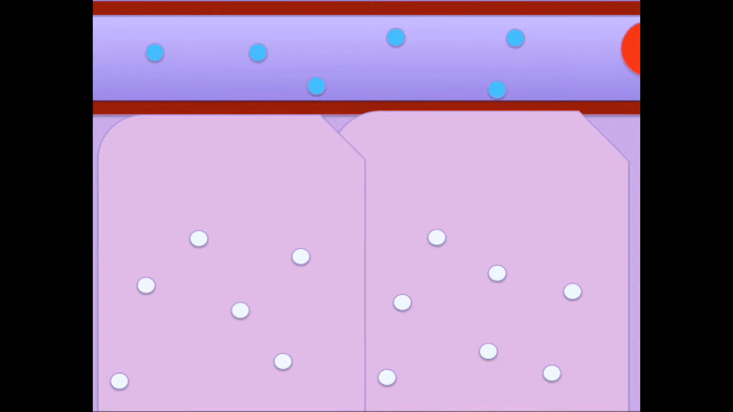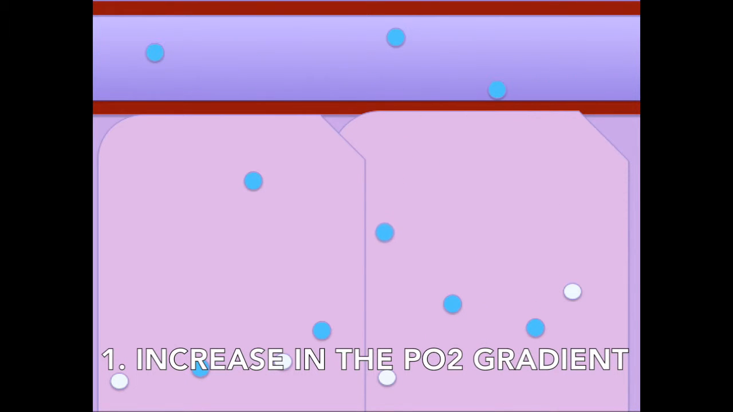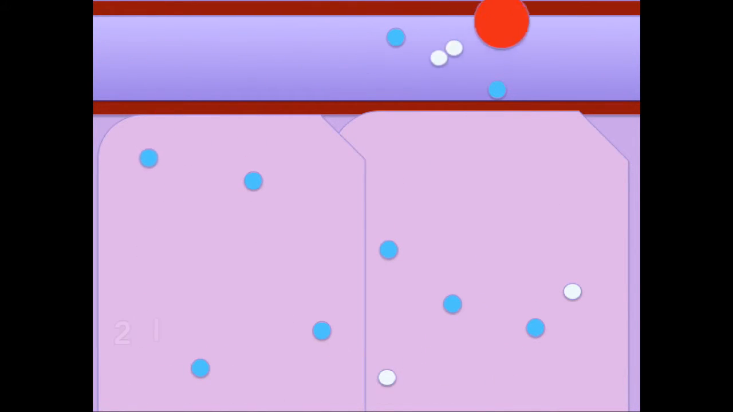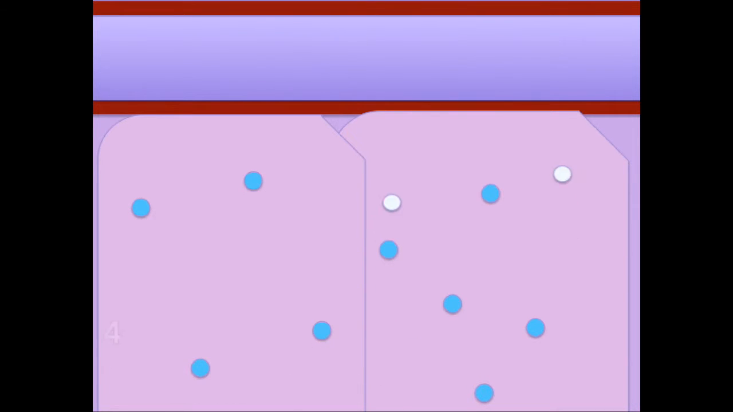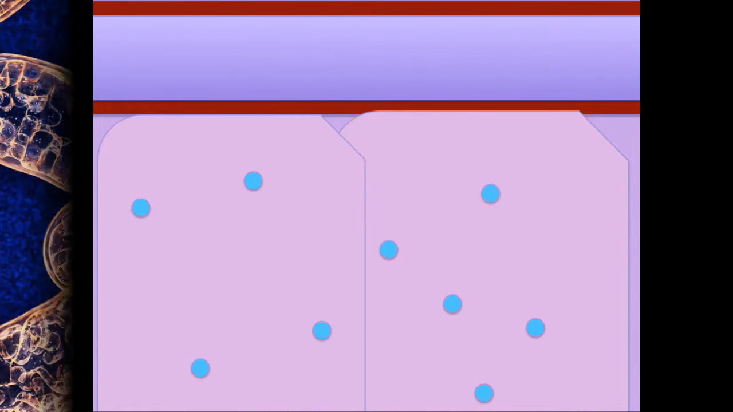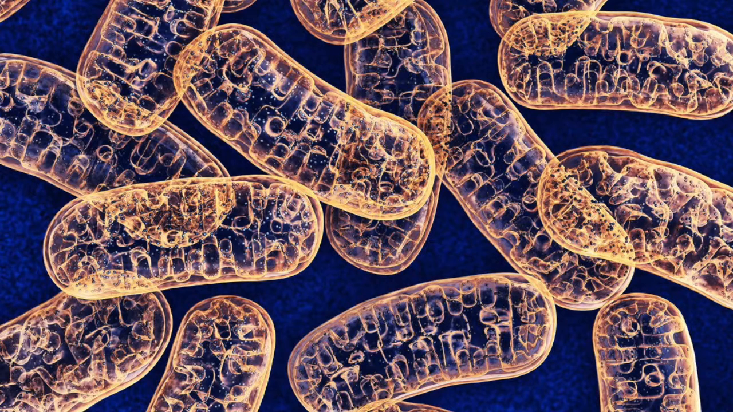Internal respiration is the exchange of gas where oxygen leaves the blood and dissolves into the surrounding tissues, and then carbon dioxide from the tissues dissolves into the blood. This increases due to 4 factors. Number 1, an increase in the partial pressure of oxygen gradient. Number 2, increase in the partial pressure of carbon dioxide. Number 3, a decrease in pH. And 4, an increase in temperature. Cellular respiration is the process in which cells use oxygen to generate energy in the mitochondria of the cells.